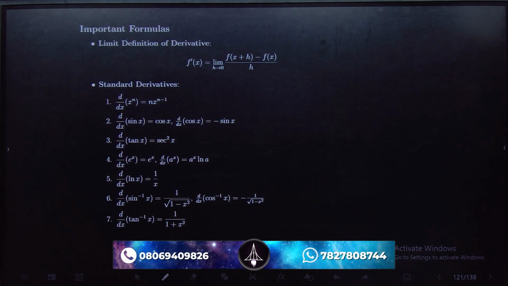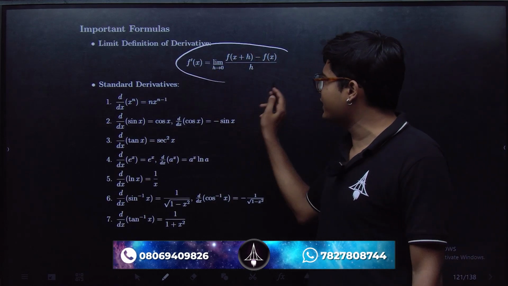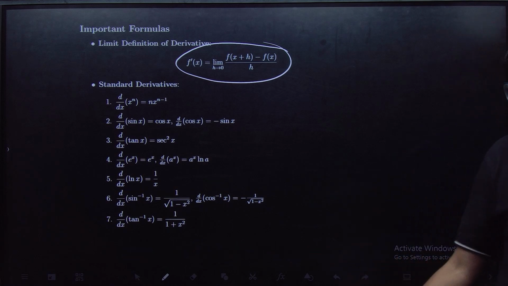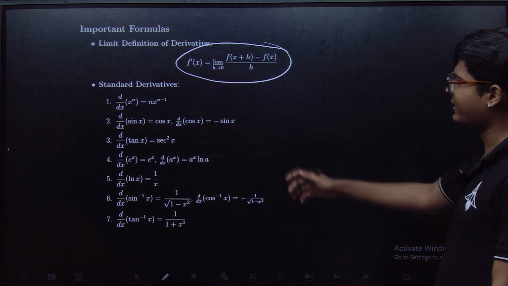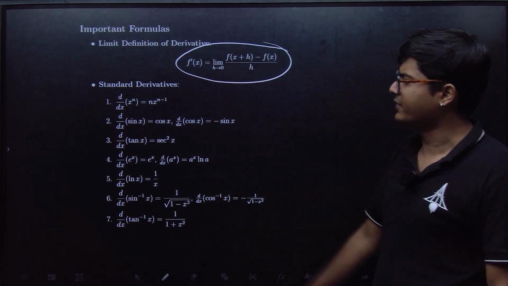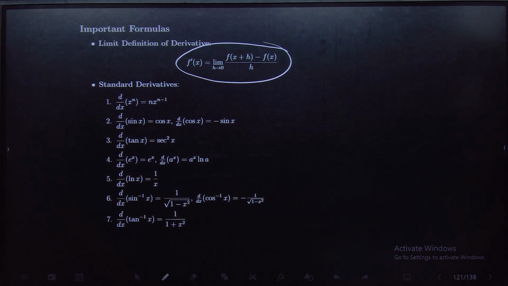Some important formulas. So this is known as finding the derivative by first principles, right? Because that's how the derivative is defined. So f prime of x is nothing but the limit as h goes to 0 of f of x plus h minus f of x, divided by h, right?